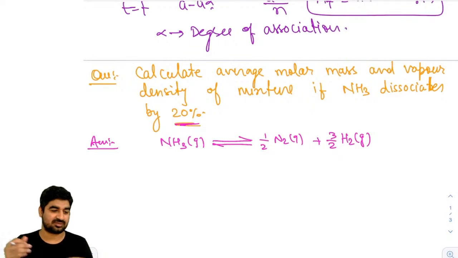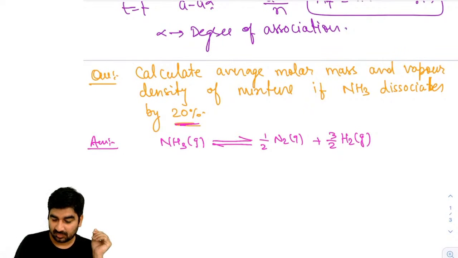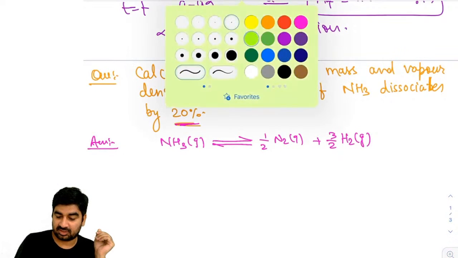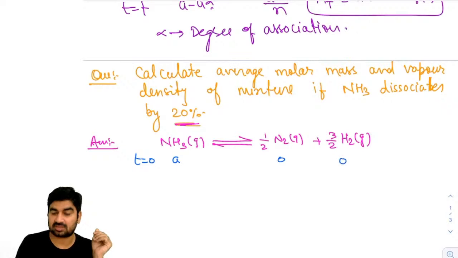So now solve this question. Solve it. If I'm taking initially, suppose I'm taking a mole of it, this is 0, this is 0.